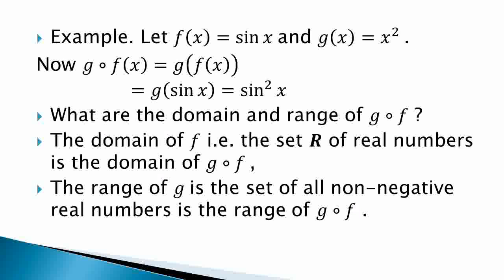Now g is the function g(x) equal to x square. We know that the square function x square has a range of the set of all non-negative real numbers. We know that the square of a real number never becomes a negative quantity. Therefore the range of the composite function g of f is the set of all non-negative real numbers.